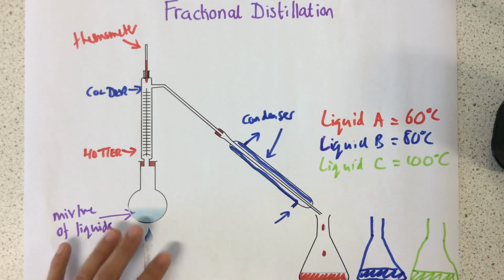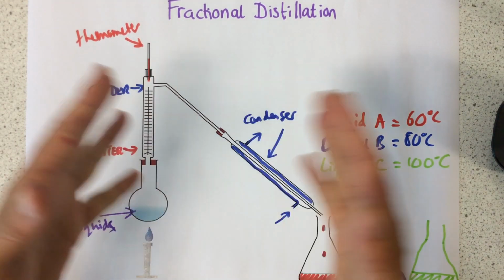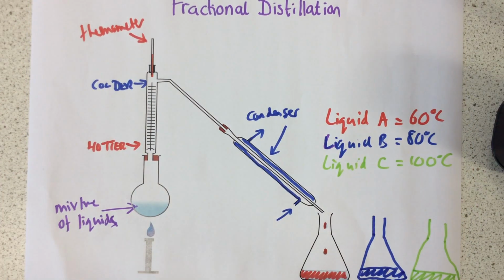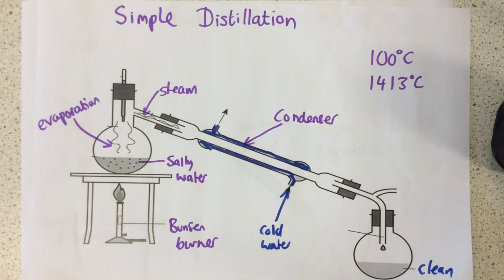So, quick recap: fractional distillation is used to separate liquids with similar boiling points, unlike simple distillation, which we use when the two different substances have very different boiling points.